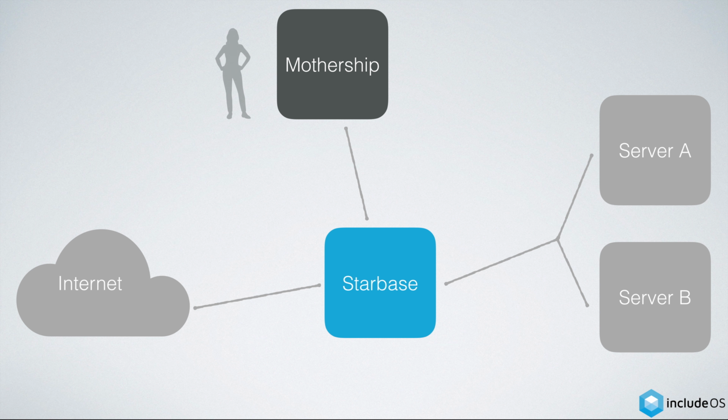So when the operator wants to configure this specific starbase to be a firewall, the operator will log into the mothership and then create the configuration. The configuration is then built into an image, and that image is then downloaded onto the starbase. The starbase is updated, turns into a firewall, and it can start doing its job.